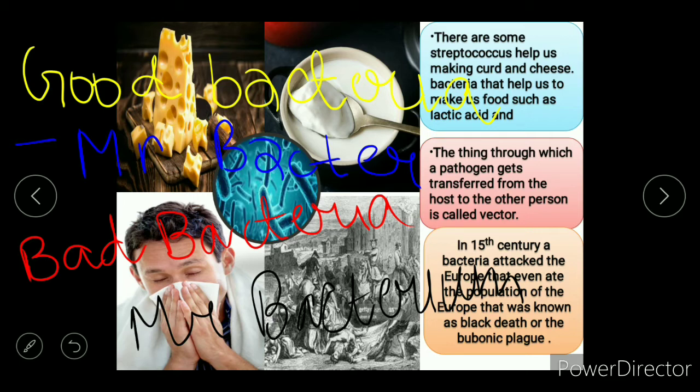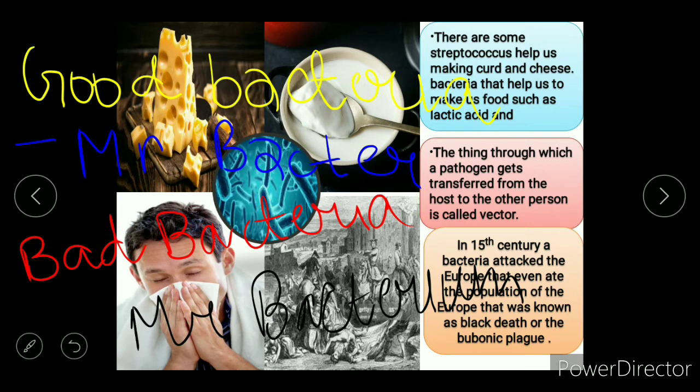So, what about bad bacteria, which we denote as Mr. Bacterium? Mr. Bacterium can make you ill and even kill you with diseases such as tuberculosis, diphtheria, etc. Now we will talk about a bacterium that almost ended half of the population of Europe in the 15th century. In the 15th century, a bacterium attacked Europe that was known as Black Death or bubonic plague.